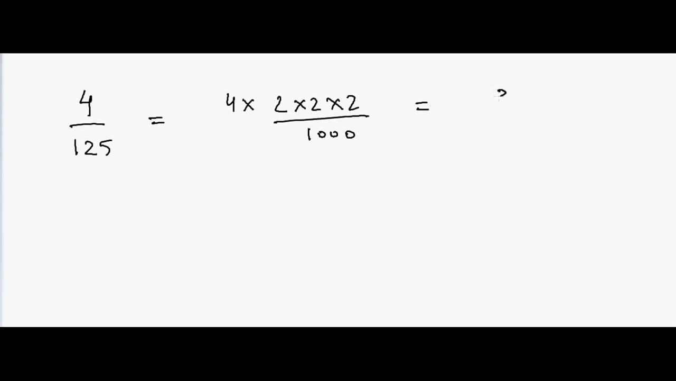Another example will be to divide by 125. So if I have 4 and I want to divide by 125, so how will I do that? In that case, that will be equal to 4 into 2 into 2 into 2 divided by 1000. So 4 into 8 is 32. So we have 32 and we put a 0 here.